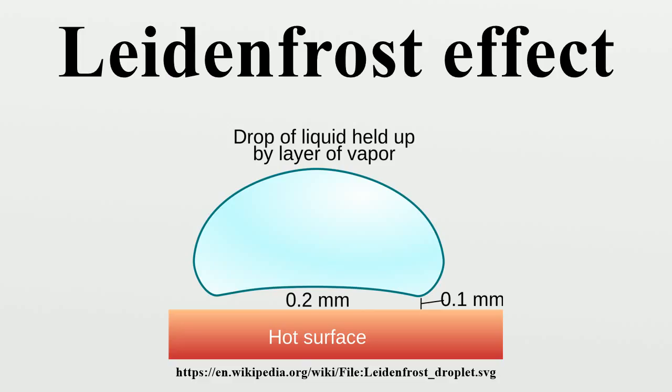Leidenfrost point. The Leidenfrost point signifies the onset of stable film boiling. It represents the point on a boiling curve where the heat flux is at the minimum and the surface is completely covered by a vapor blanket. Heat transfer from the surface to the liquid occurs by conduction and radiation through the vapor.